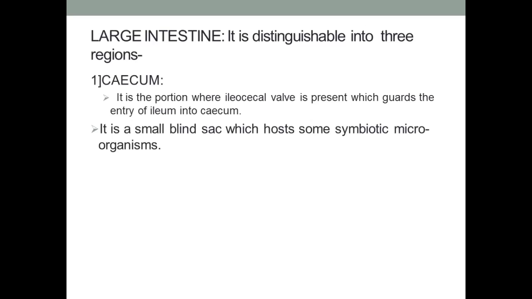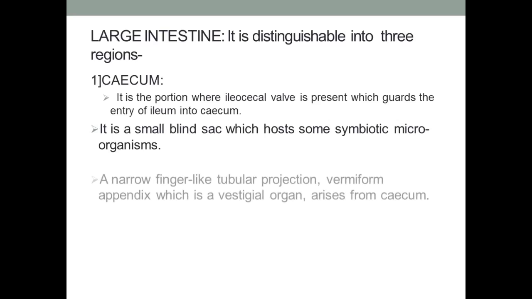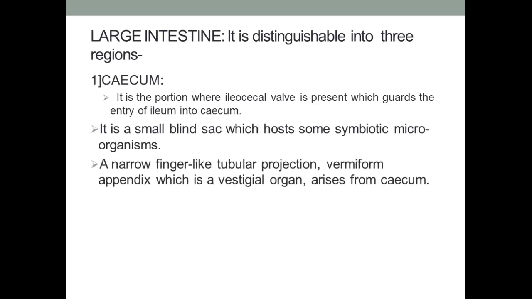A narrow finger-like tubular projection, that is the vermiform appendix. I will show next what the vermiform appendix is, and it is a vestigial organ that arises from the cecum. What is meant by vestigial organ? A vestigial organ is an organ that continues to exist without retaining its original function. It means it was used for some function before, but now it is useless, but still it exists. It is known as a vestigial organ.